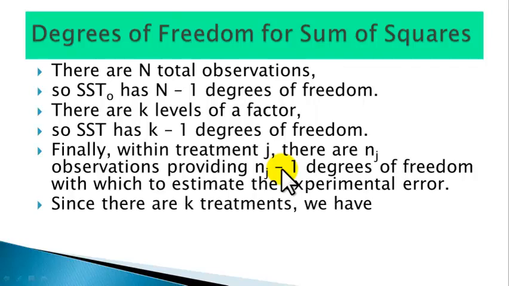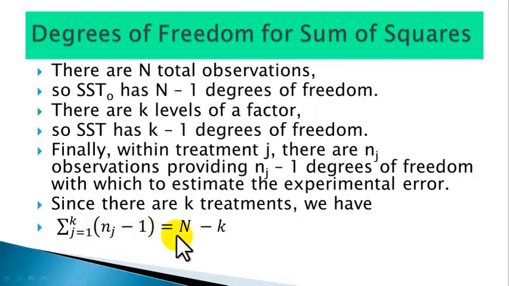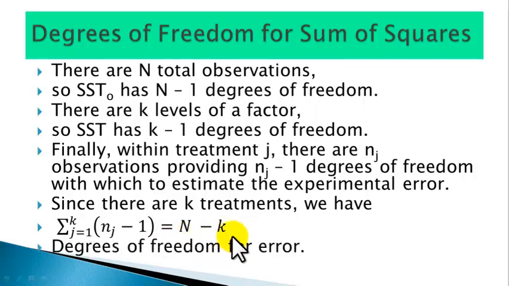Since there are k treatments, we have the sum as j goes from 1 to k of (nj minus 1). When you open this bracket, the sum of nj as j goes from 1 to k is capital N, and the sum of 1 as j goes from 1 to k is k. So this will give us capital N minus k. So this is the degrees of freedom for the error.